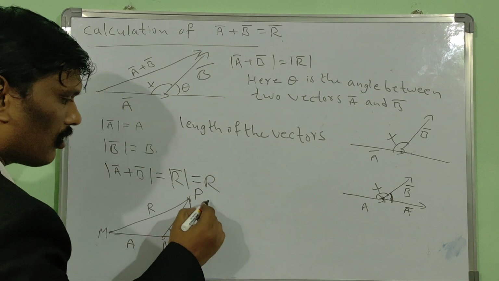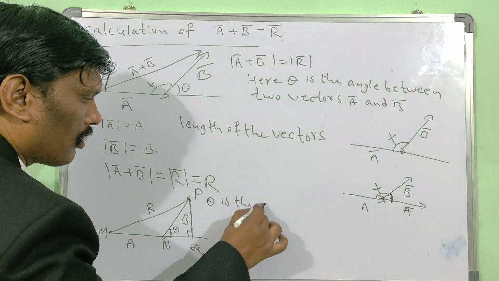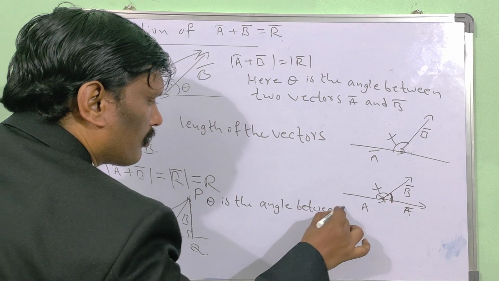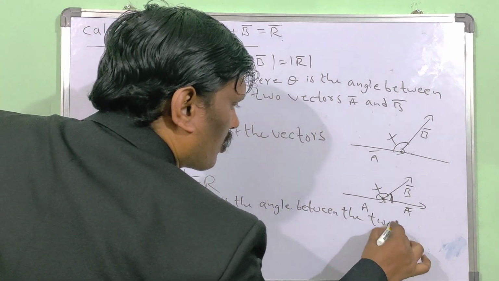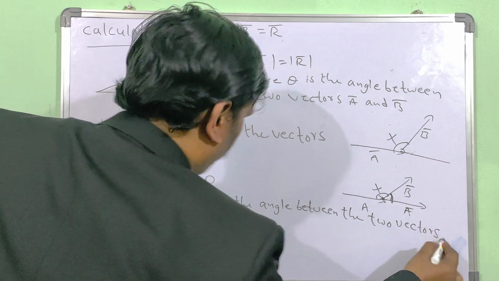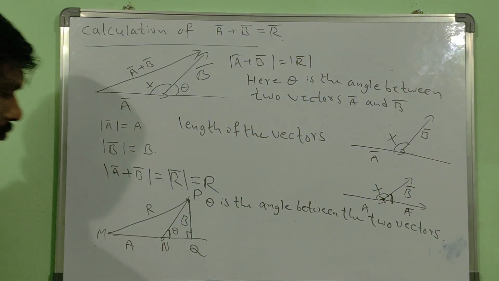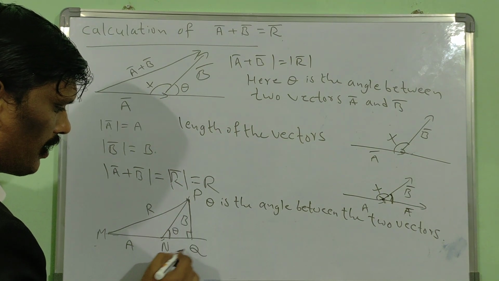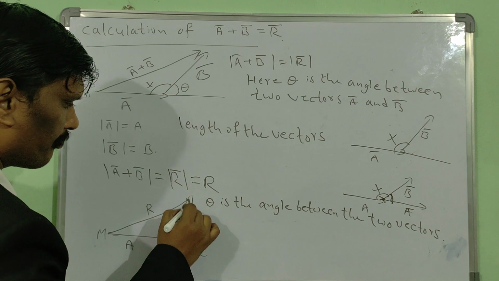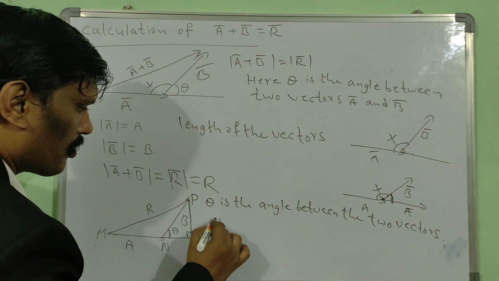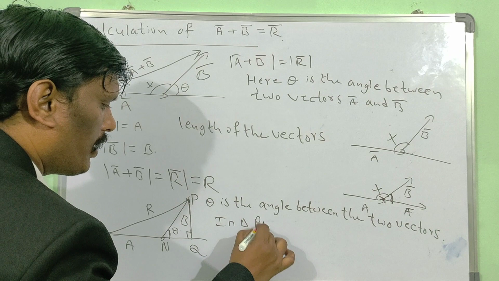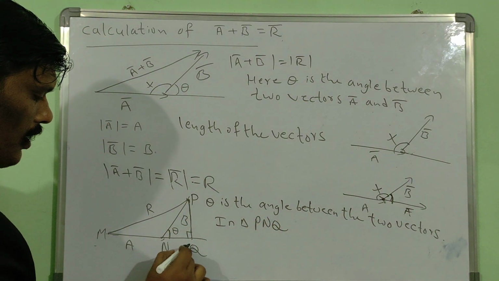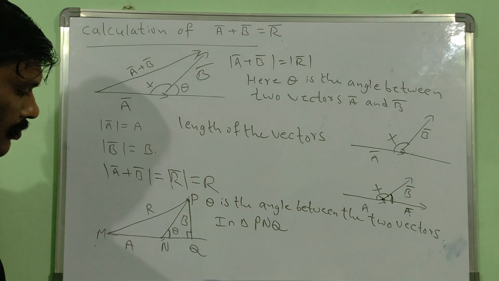Remember, this theta is the angle between the two vectors. Right. Suppose I consider this triangle PNQ. So in triangle PNQ, I need to calculate NQ and PQ.